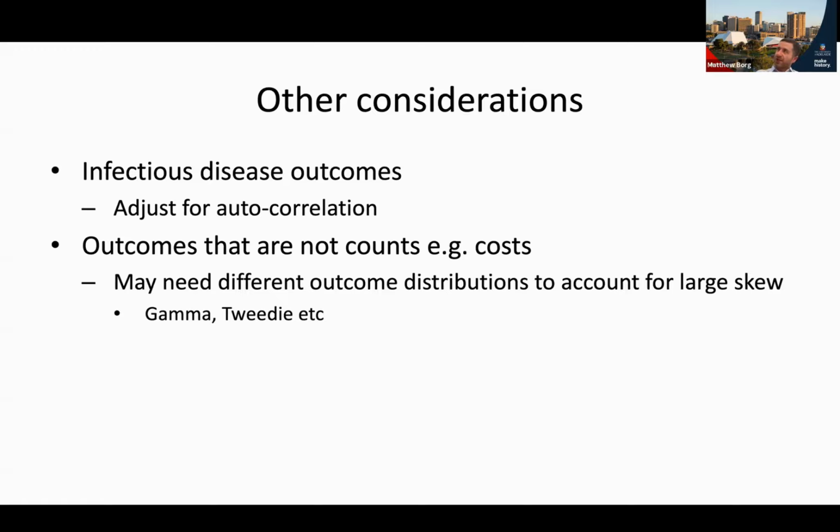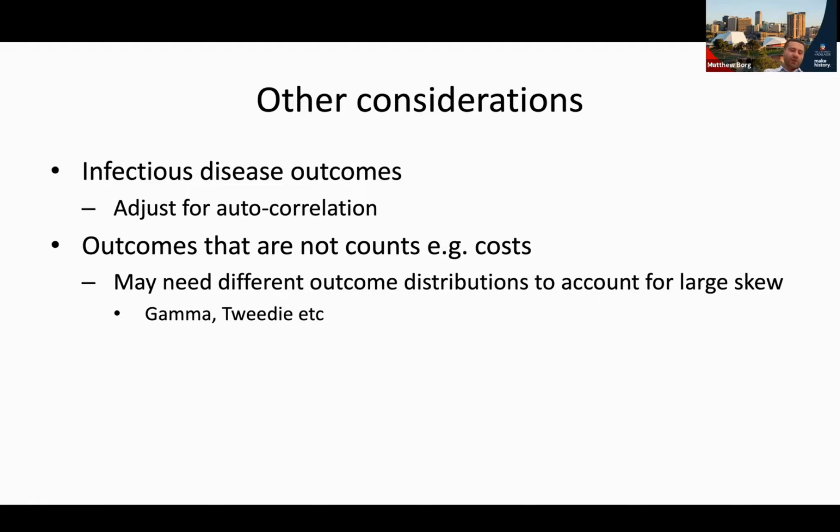Another consideration is that although most of the health outcomes are count variables, this is not always the case. Cost, for example, where we look at, say, here's hospital admissions, here's health outcomes, what are the costs because of these health outcomes? Costs tend to take much larger numbers and tend to be very highly skewed.